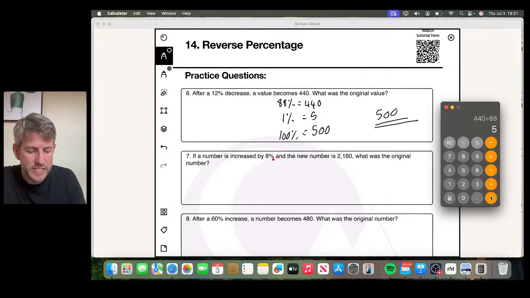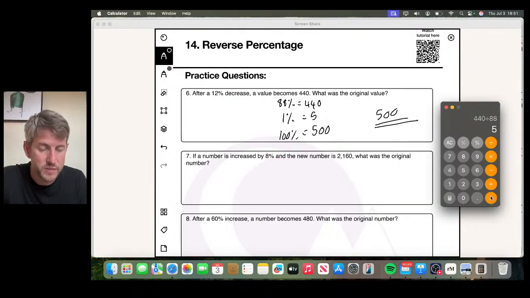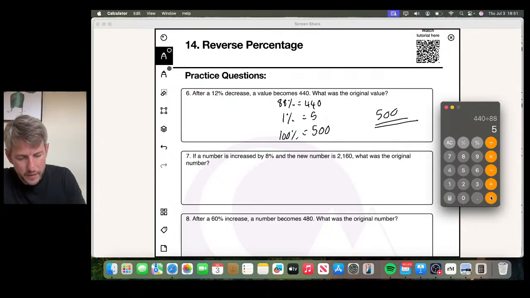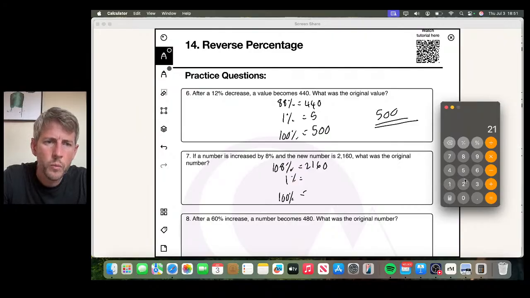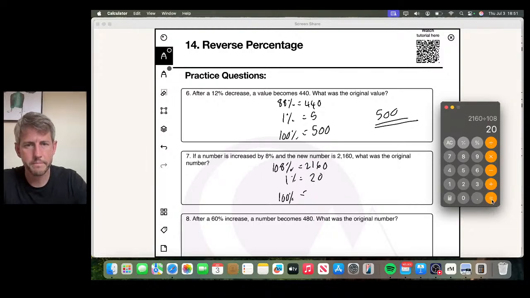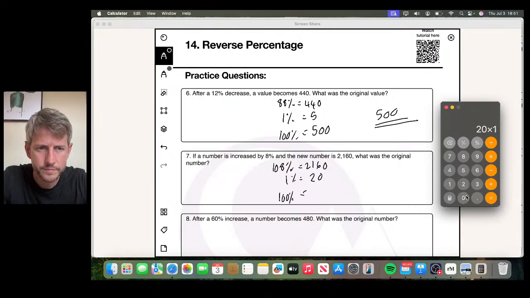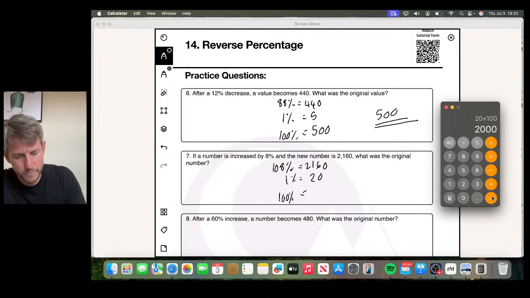A number is increased by 8% and the new number is 2,160. What was the original number? So we have got 108% equals 2160. We need to find 1% and then we can find our 100%. Okay, so 2160 divided by 108 gives us 1%, which is 20, and then times that by 100 gives us the original amount, which was 2,000. Okay.